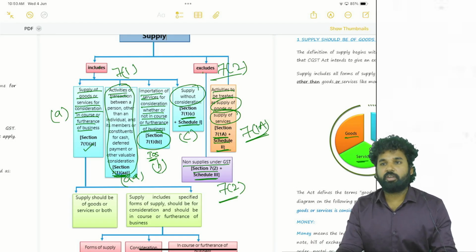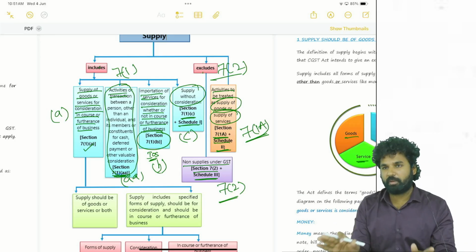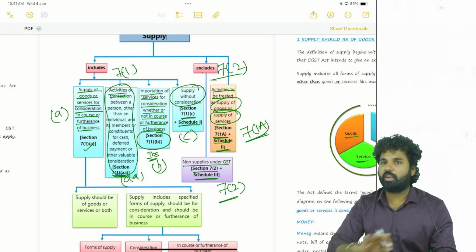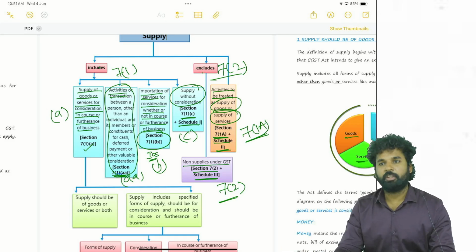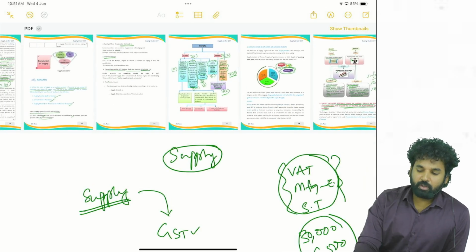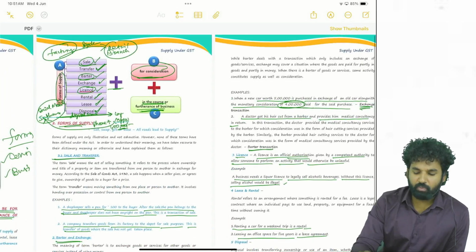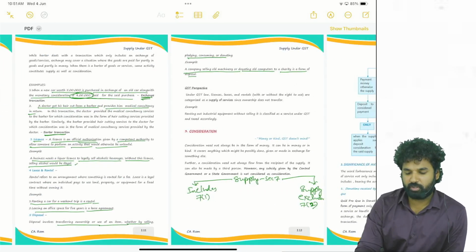Next, Section 7 subsection 2, which excludes from the definition of supply. That means all the conditions are being met, but these are the activities which cannot be treated as supply. That is a negative list, right? So we just talked about the definition. We have done with the forms of supply. Now we are moving to the definition of consideration.